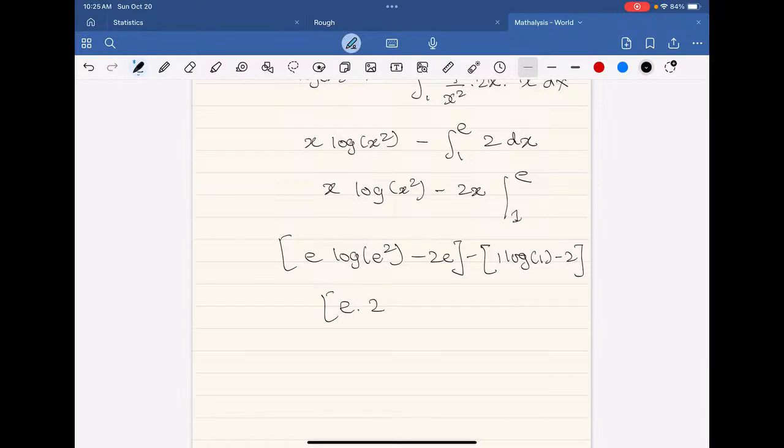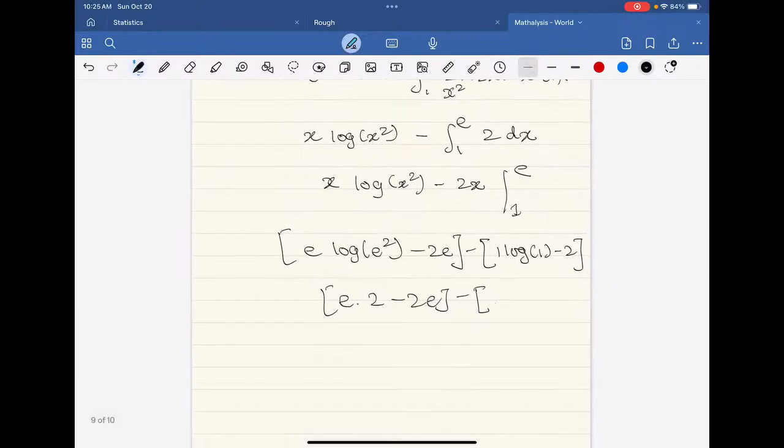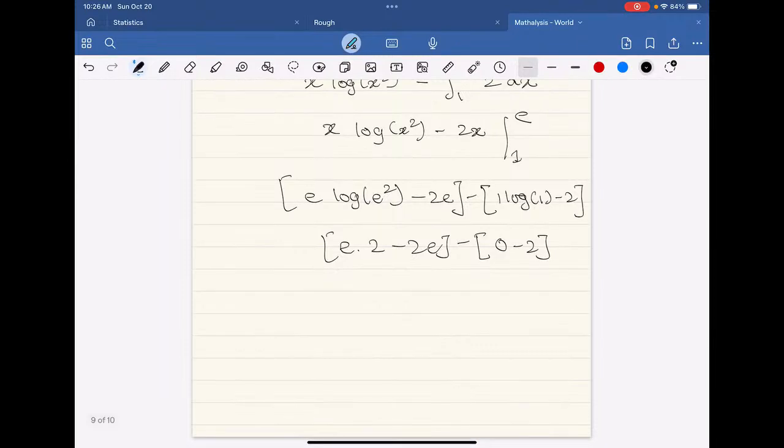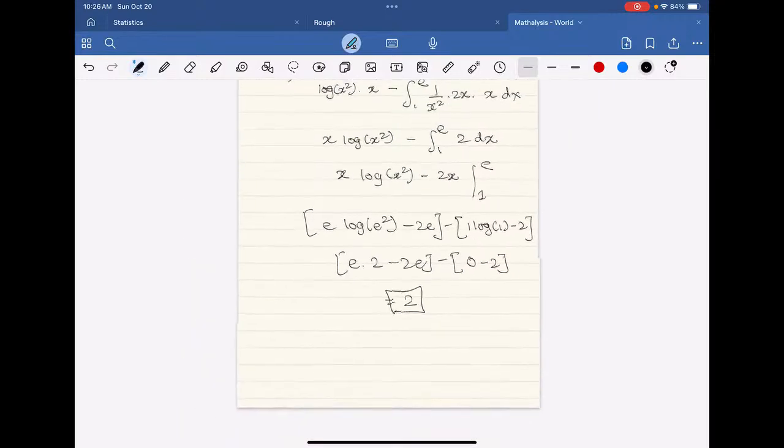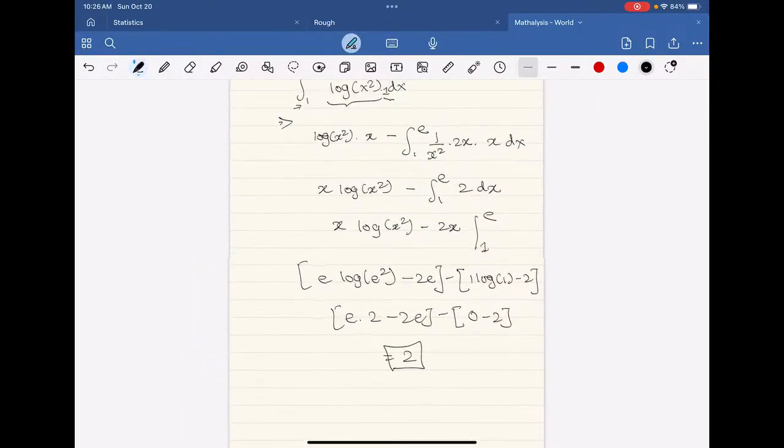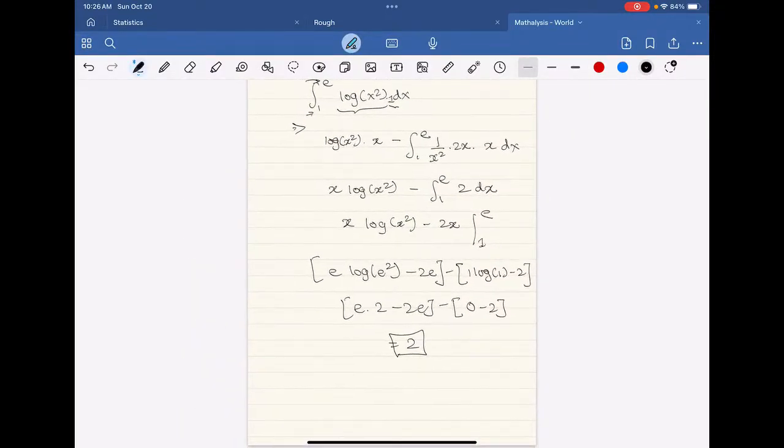e times 2 minus 2e minus, this is now 0, log of 1 is 0, minus 2. So this is 2e minus 2e becomes 0, and minus of minus 2 is 2. So this should be the answer, right? We could have also done it in an alternative way, like we could have just taken x square in front.